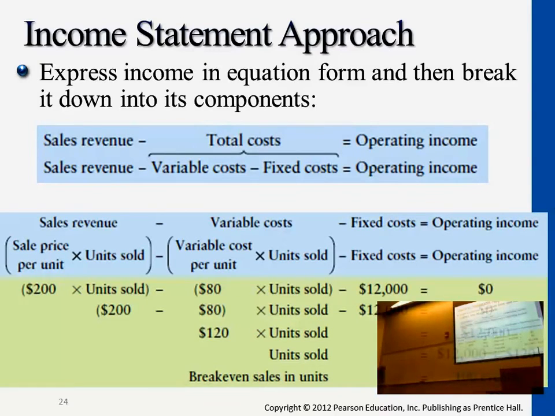Okay, so if they provide only 80 events, then they will not be covering the fixed cost and variable costs, because 200 multiplied by 80 gives you $16,000. Variable cost will give you $6,400. Minus fixed cost, how would this add up? This will give you minus $2,400. You will have an operating loss if you only have 80 events.